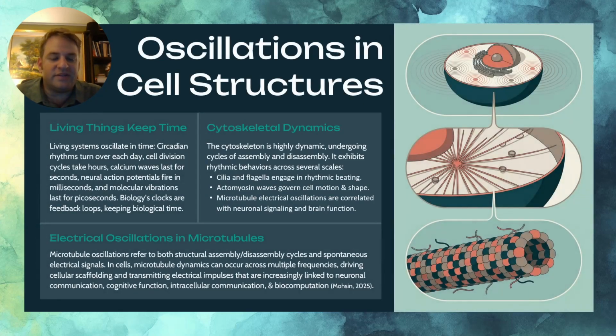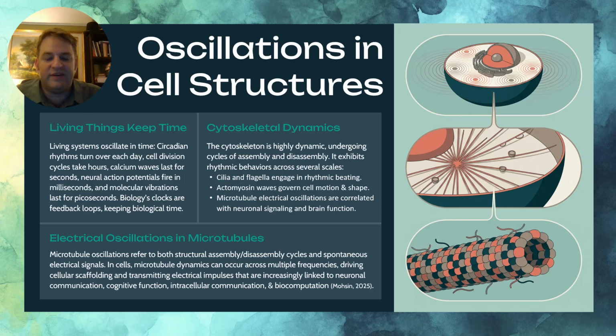So we are going to start from the beginning, oscillations in cell structures. Of course, all living things keep time in some way or another. Circadian rhythms turn over each day. Cell cycles take hours. Calcium waves in the cell might last for seconds. Neural action potentials can fire in milliseconds, and molecular vibrations can be even shorter, on the order of picoseconds. So biology's clocks are a feedback loop that keep biological time.